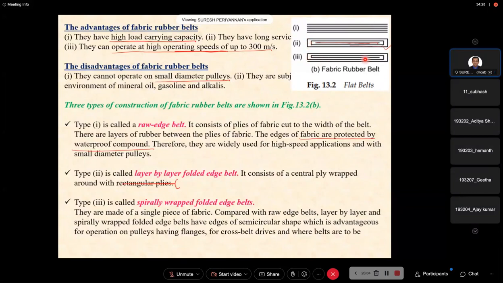This is made with a single piece of fabric. See here, no cut, a single piece of fabric wound in a spherical design. Hence, this is a spherically warped edge belt. Here rubber is not required. We are not using rubber in the belt.